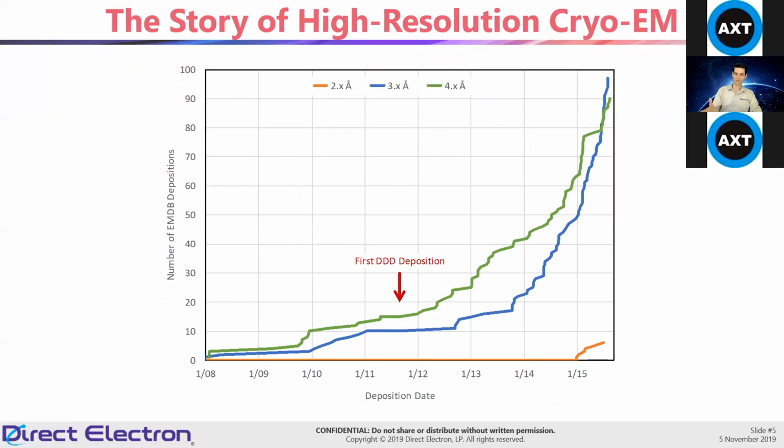And we can see here from this graph, this is essentially where everything began. So we can see that we've got 2, 3, and 4 angstrom structures in the EMDB. And we see that the first deposition was basically in the middle of 2011. And since then, basically everyone's gotten a direct detector, and just the number of 2 angstrom, 3 angstrom, and 4 angstrom structures has absolutely exploded. So it's really the detectors themselves that have led to this massive outpouring of data and high resolution information as well.